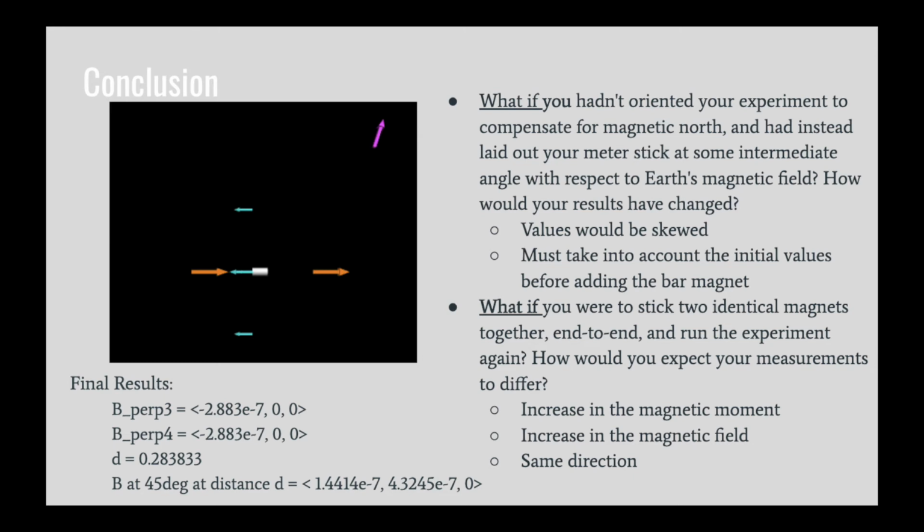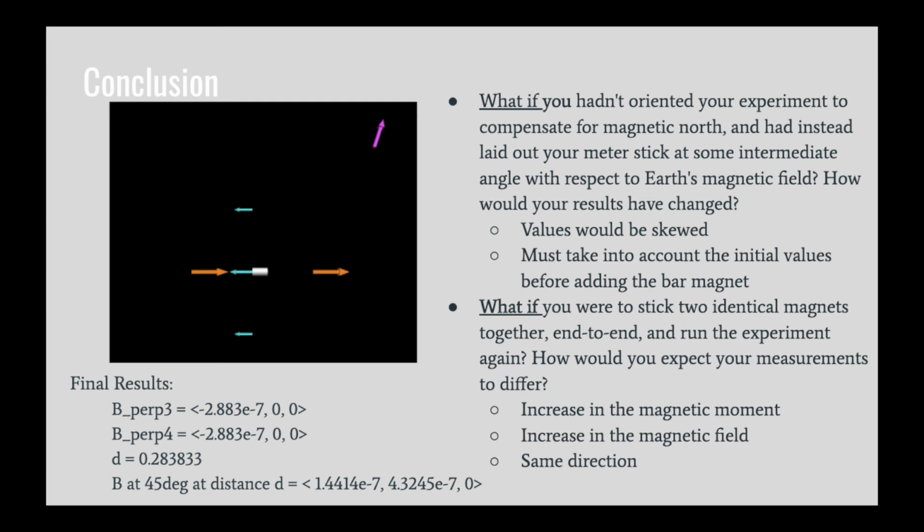So, some last minute questions we would want to consider. What if you hadn't oriented your experiment to compensate for magnetic north and had instead laid out your meter stick at some intermediate angle with respect to Earth's magnetic field? How would your results have changed? In this scenario, we would see that the components would be much larger or smaller depending on the orientation, and that we would have to consider these initial values without the effects of the bar magnet when doing our calculations.